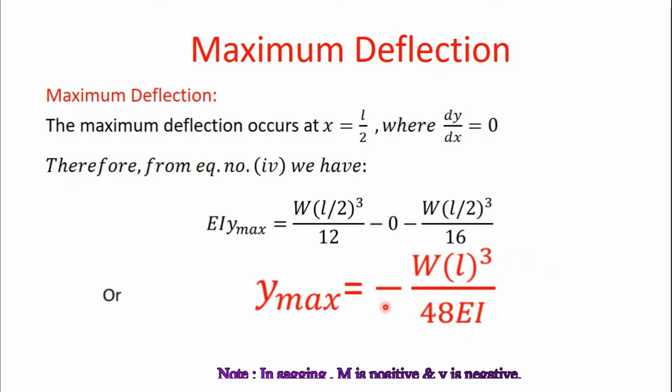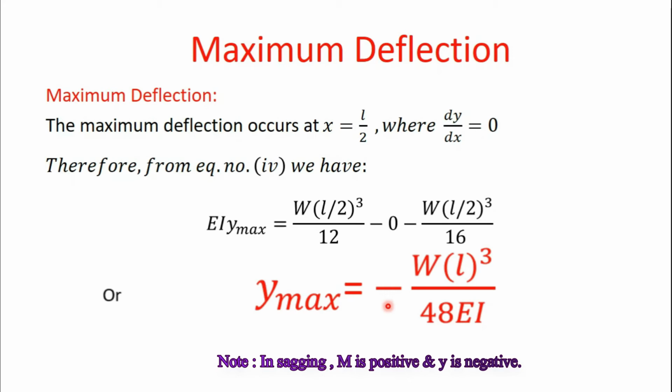Why minus? Because the deflection is downwards, and we have already seen that in sagging the deflection is always negative, whereas the bending moment is positive.